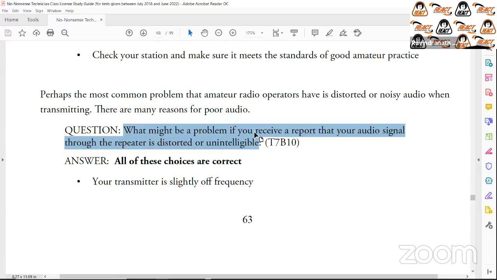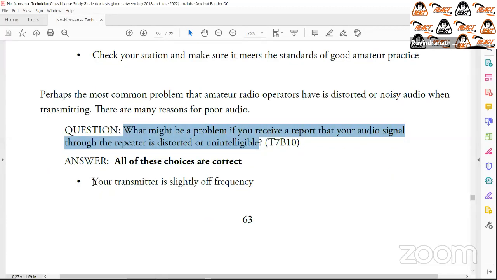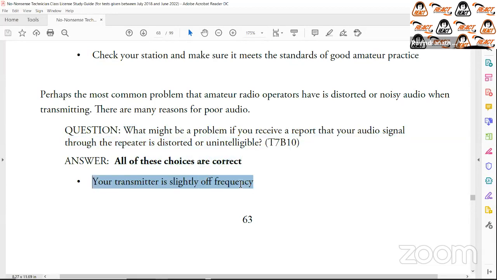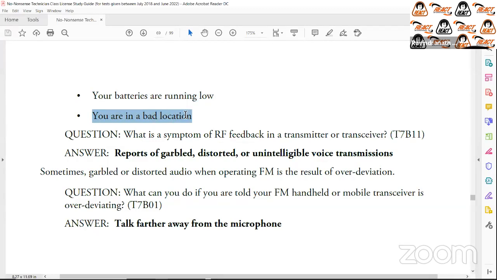What might be a problem if you receive a report that your audio signal through the repeater is distorted or unintelligible? In other words, you're talking to someone and they tell you you're sounding bad, you're distorted. Well, we did have a slide in the slide deck that gave these three recommendations, and it says that all of the choices are correct. The first one is your transmitter is slightly off frequency, right? Just tune it back on or realign your transmitter. Maybe your battery is low, charge it up. Or you're in a bad location, relocate.